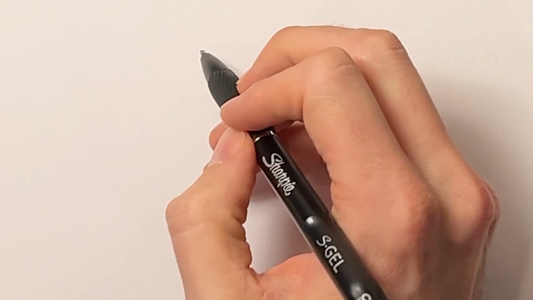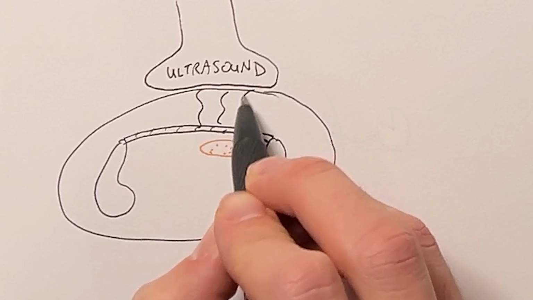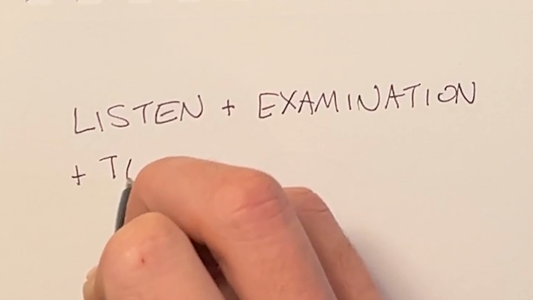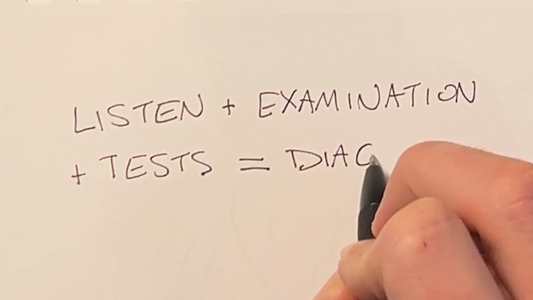A different and newer way to diagnose carpal tunnel syndrome is actually with ultrasound. So we use an ultrasound device to measure the cross-sectional area of the median nerve as it goes through the carpal tunnel. And that's really about it. The combination of all of this information will usually yield a diagnosis of carpal tunnel syndrome.